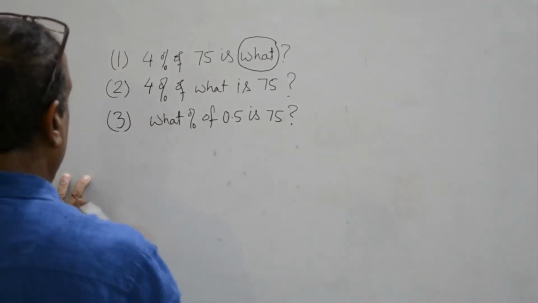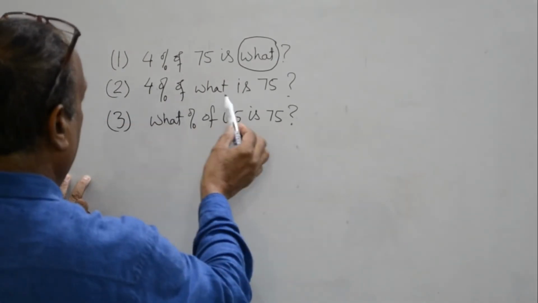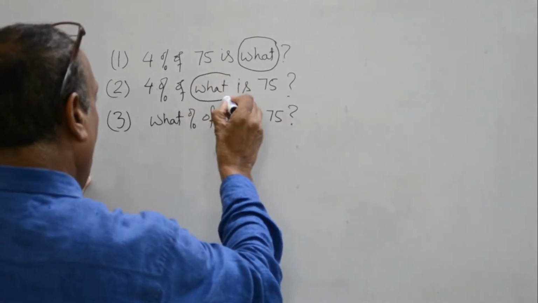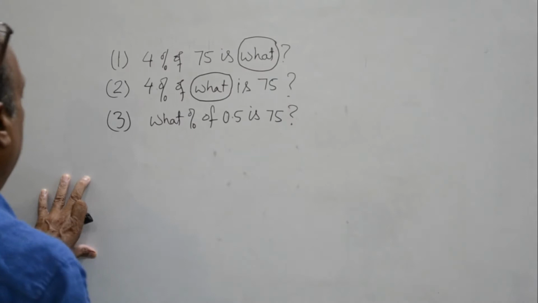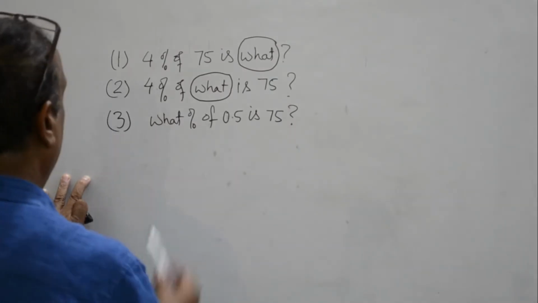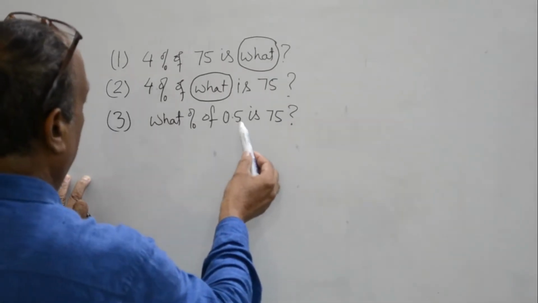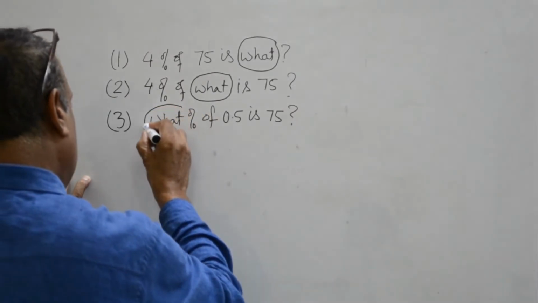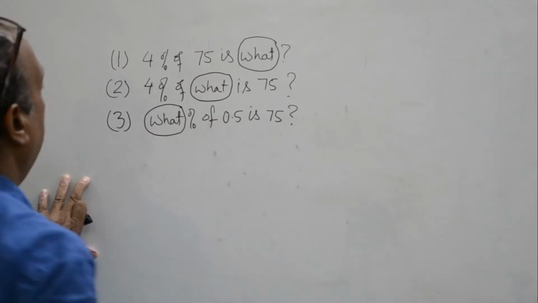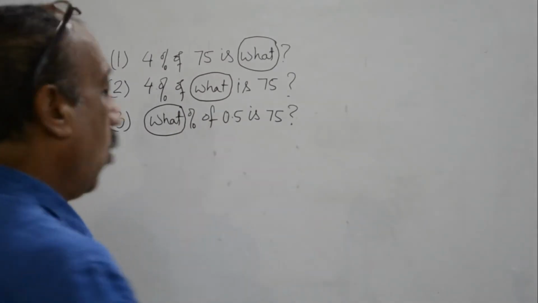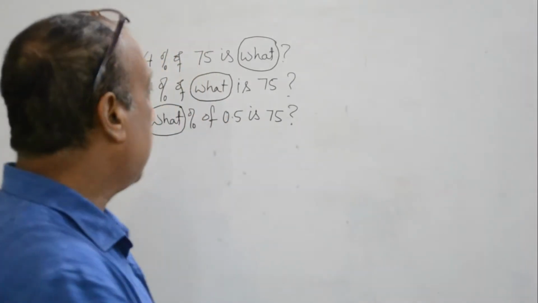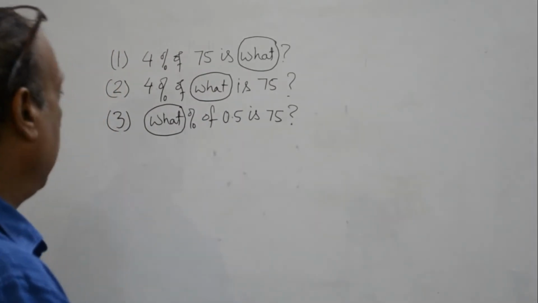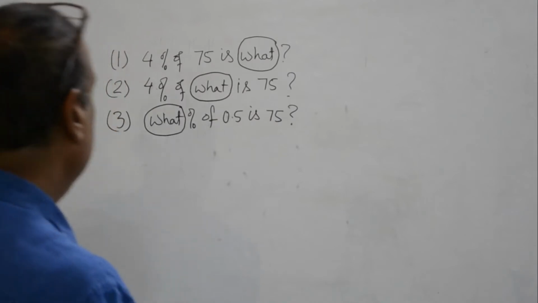In the second statement, 4% of what is 75? Here, what is in the middle. And in the third statement, what percent of 0.5 is 75? Here, what lies in the start. These are the only three statements which we come across while doing percentage. Now let us see how we can solve these statements.